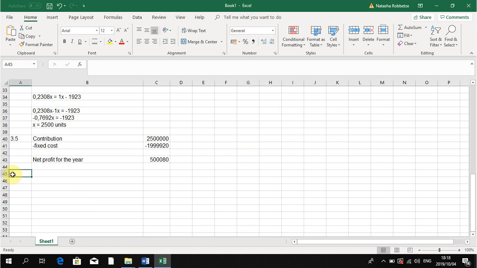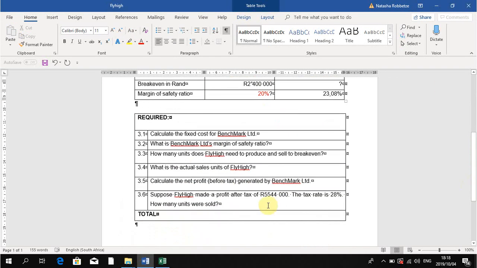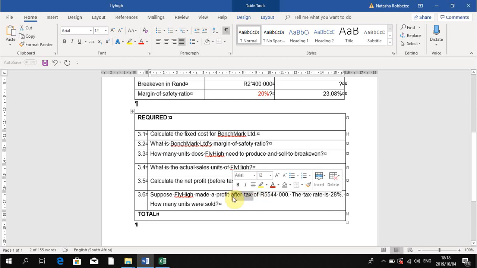Great. We are on the last required part. Very interesting. The last required part relates to a question that involves tax. It tells you that FlyHigh had made a profit after tax of 554,400. So please note this very important piece of information there. After tax, because we do have a predetermined profit formula where we say we take the fixed cost plus the profit divided by the contribution of 1 unit. But the profit that we add in that formula should be before tax. So we have a problem here with the fact that this amount is after tax. They give you the tax rate and they ask how many units were sold to generate this profit.